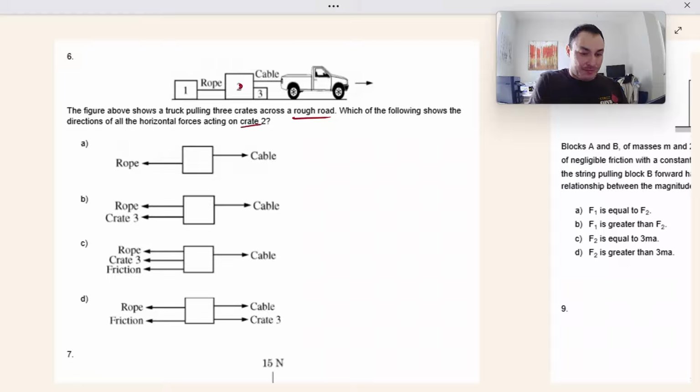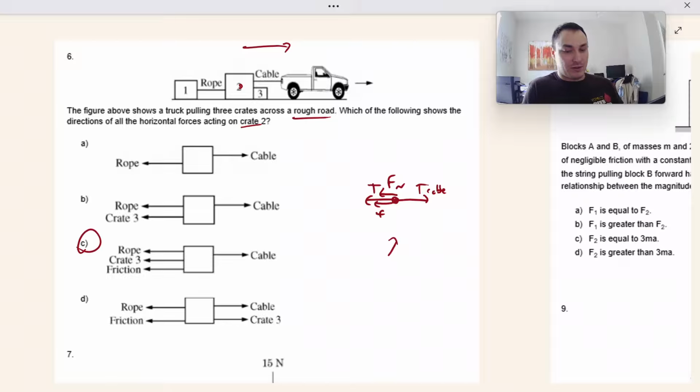So this crate has tension from the rope pulling it back. It has tension from the cable pulling it forward. It has friction pulling it back because it's on a rough road and it's moving this way. Friction opposes motion. And then it also has a normal force from crate 3 pulling it back as well. So it's got those. This is the free body diagram. It looks like C is the answer there.